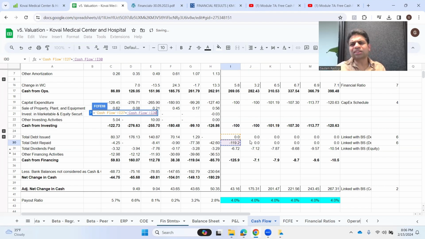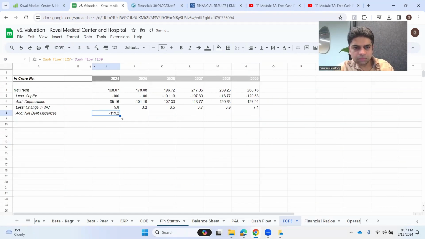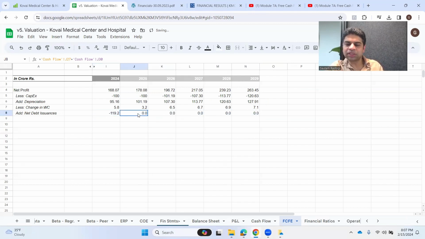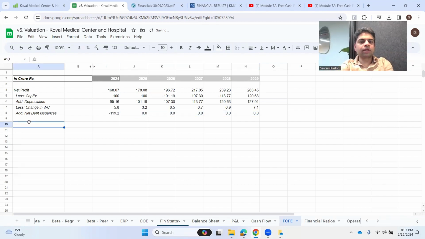That's a simplistic assumption. Obviously, it may not be true. As I said, we'll change the debt number. So let me drag this. It's 0 because, as I said, we have not assumed any debt issuances, neither have we assumed any further paring down of debt for now. All right. So now we have done this.